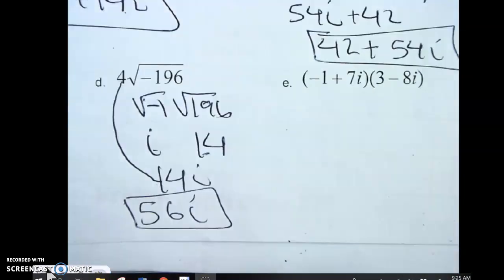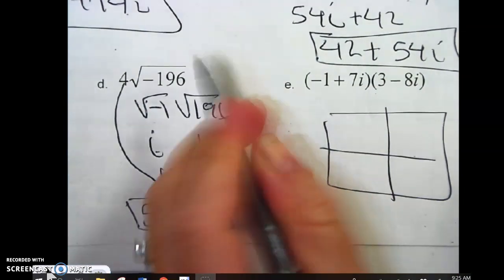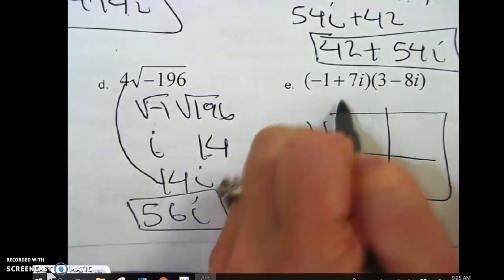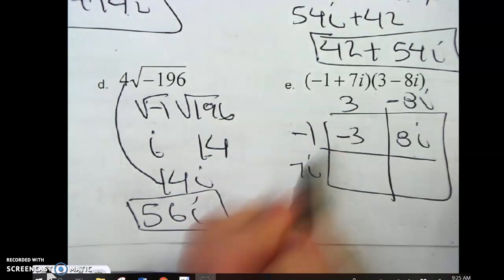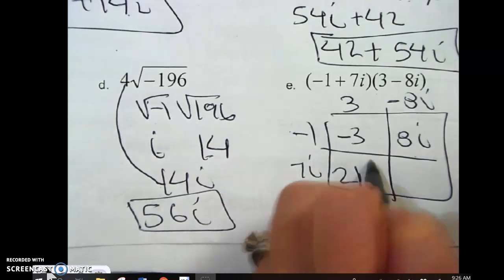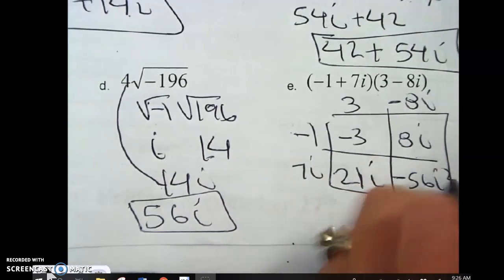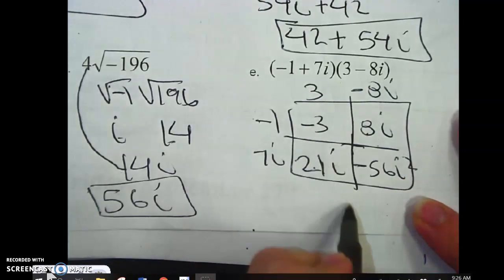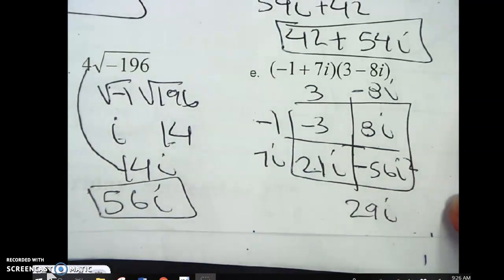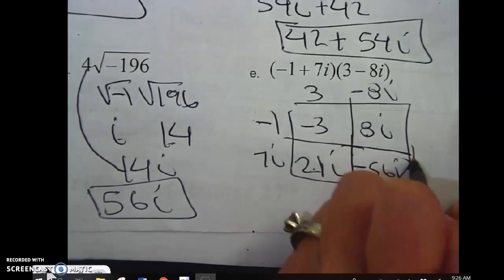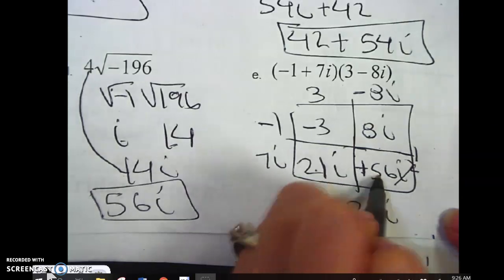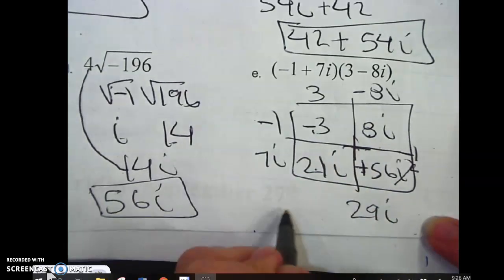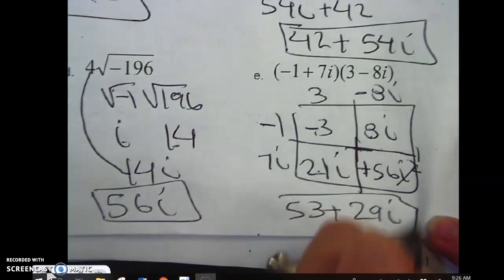Last one is being multiplied. I'm going to do my box. It's just easier for me. If you want a FOIL, great. I don't care. Get the right answer. Show me some work. Okay, 21i plus 8i is 29i. And then i squared is negative 1 times negative 56 is positive 56. And 56 plus negative 3 is 53.